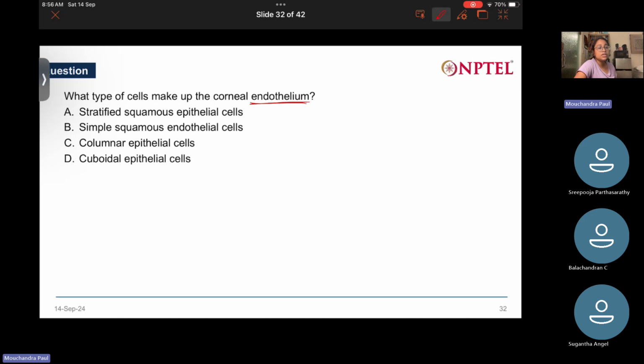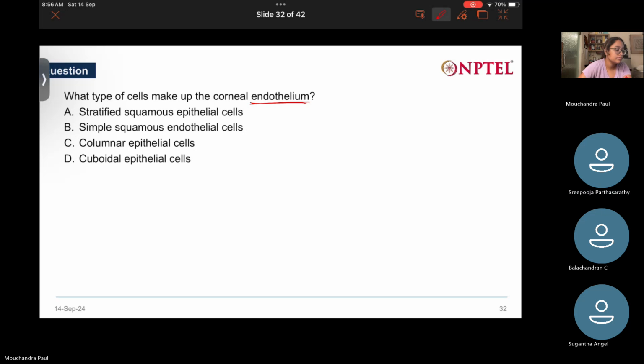Okay, we're talking about the bottommost layer of the corneal tissue. A. Stratified squamous epithelial cells. B. Simple squamous endothelial cells. C. Columnar epithelial cells. D. Cuboidal epithelial cells.